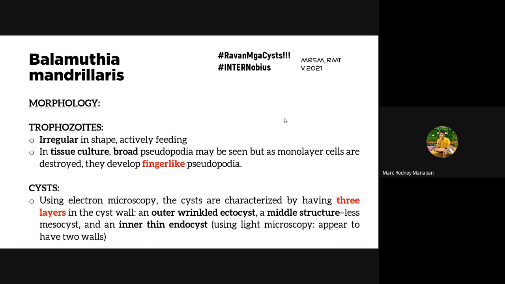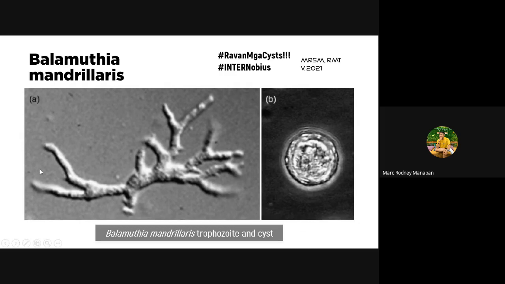Alright. For Balamuthia mandrillaris, it was only recently established as a cause of infection. But it is similar to Entamoeba, that's why we need to differentiate. So here are some pictures. This is the trophozoite of your Balamuthia. It is broad, with a tree branch appearance, but finger-like, with fingers and broad pseudopodia. And you have the cyst, with the outer wrinkled layer, then the mesocyst, and the inner endocyst. Again, 3 layers if you use electron microscopy, but with light microscopy or normal microscopes, it has only two walls. So that's for Balamuthia mandrillaris.